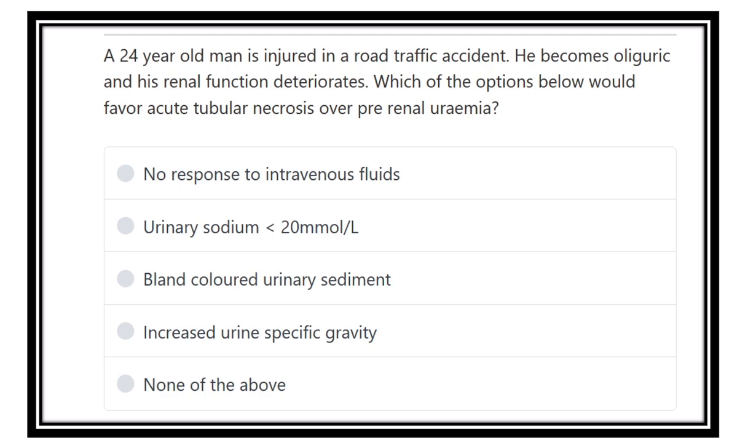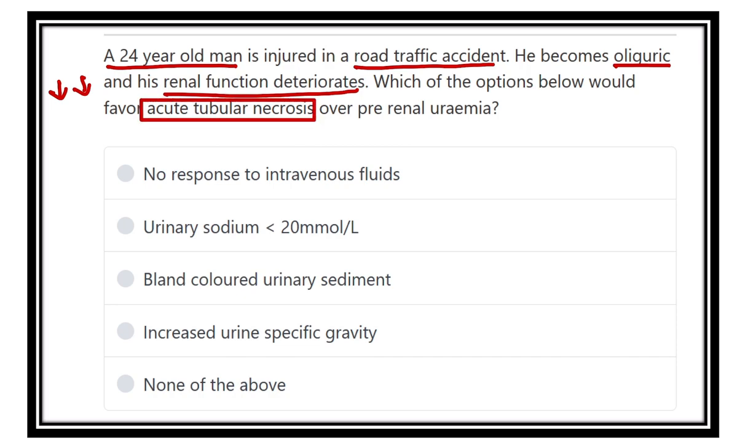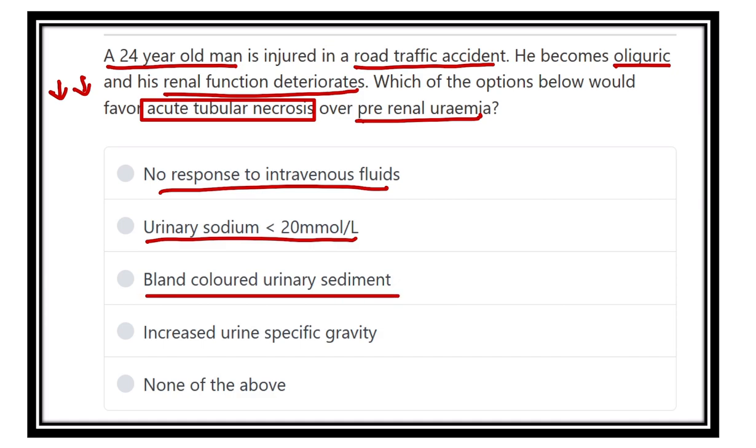A 24 years old man is injured in a road traffic accident. He becomes oliguric, that means the urine volume is very less, and his renal function deteriorates, that means renal function gradually decreases. Which of the options below favors acute tubular necrosis over pre-renal uremia? That means acute tubular necrosis occurs and uremia develops. What is the cause? Here the options are: no response to IV fluid, urinary sodium less than 20 millimole per liter, blunt urinary sediment, increased urinary gravity, and none of the above.